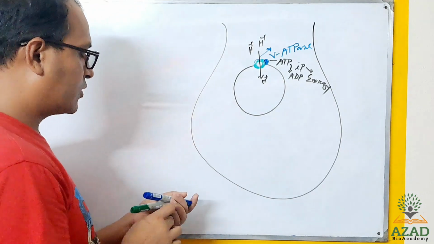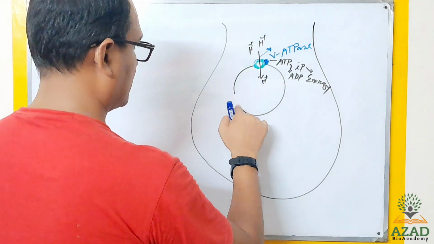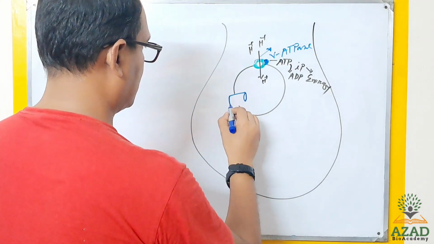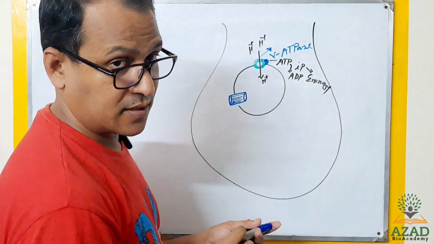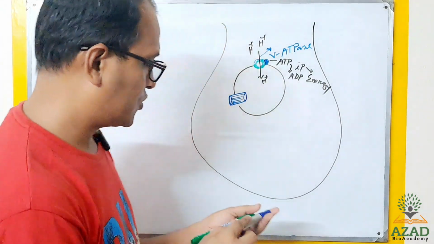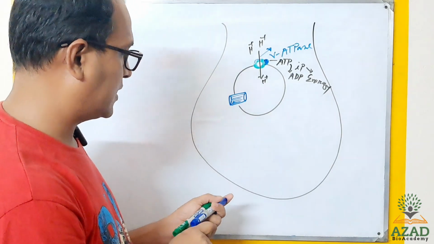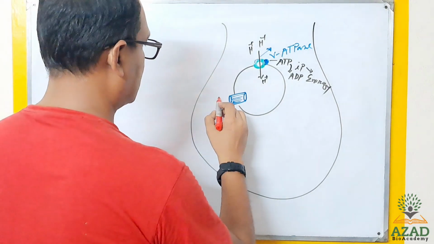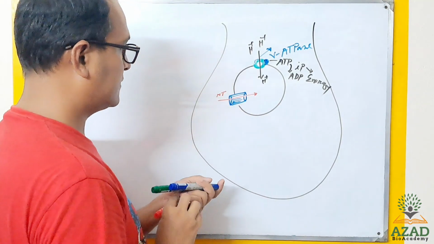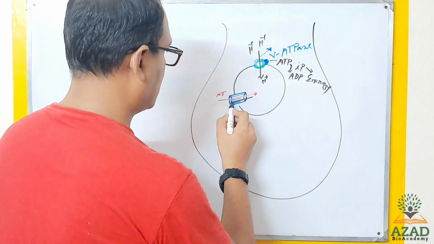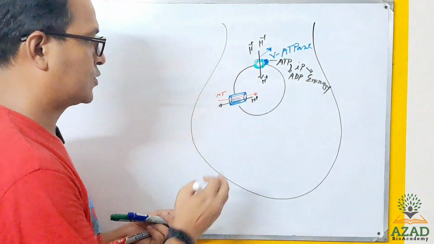Another important component is also embedded in the vesicle membrane: an antiporter channel, which you can normally call a transporter channel. It is called an antiporter because something will enter and something will exit. Here the neurotransmitter will enter and the proton will exit through this channel.